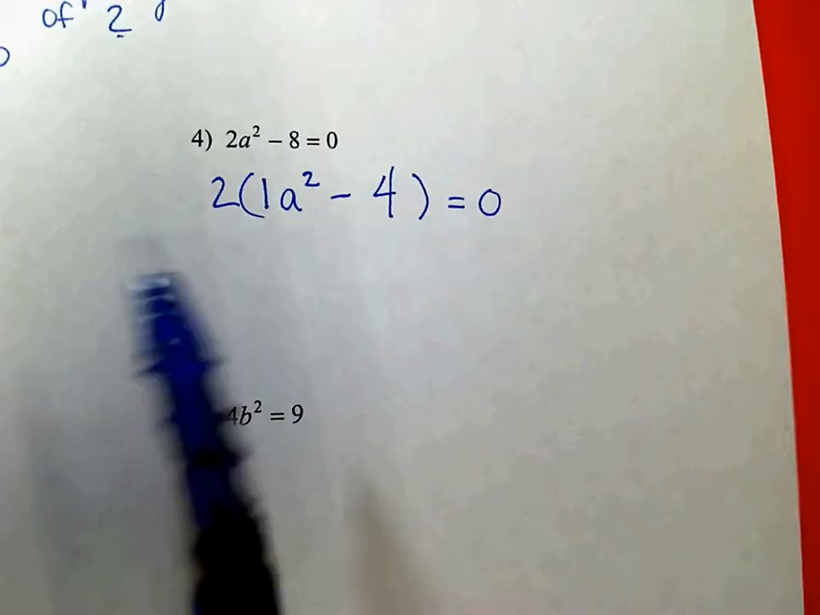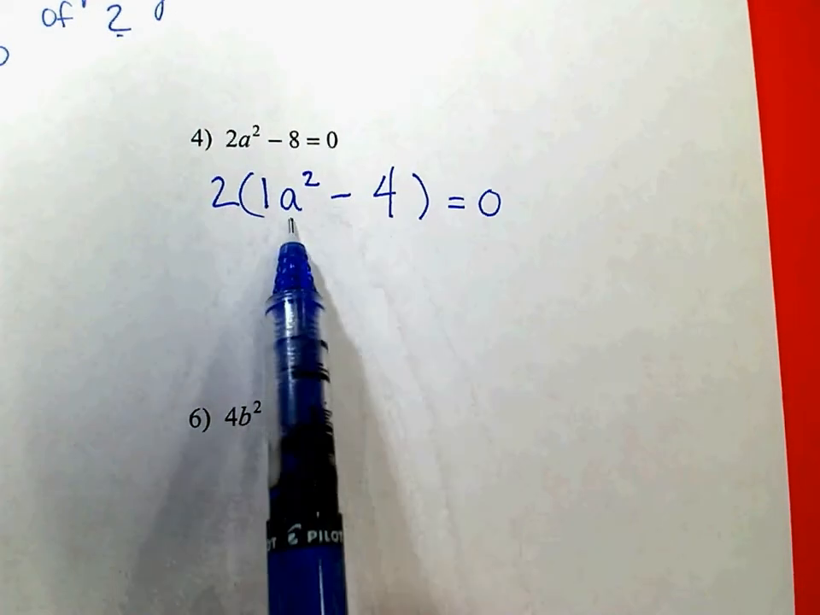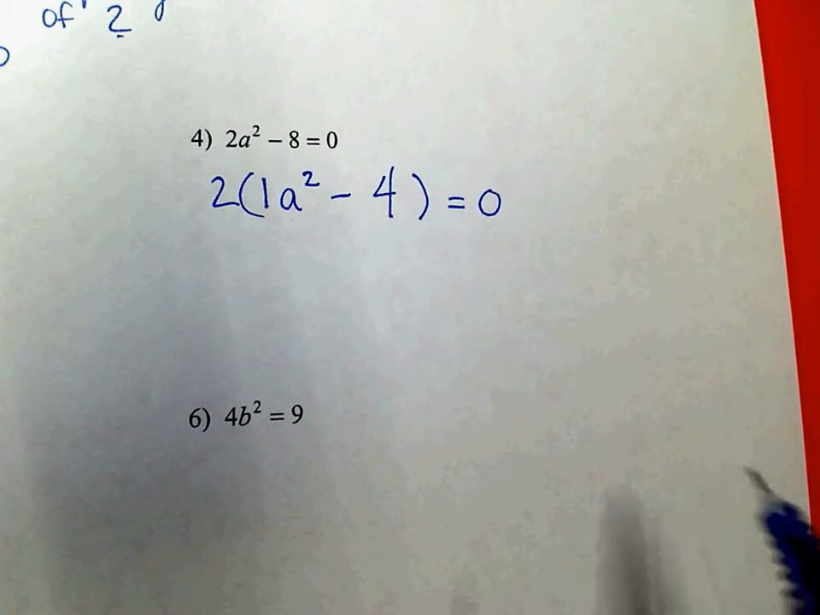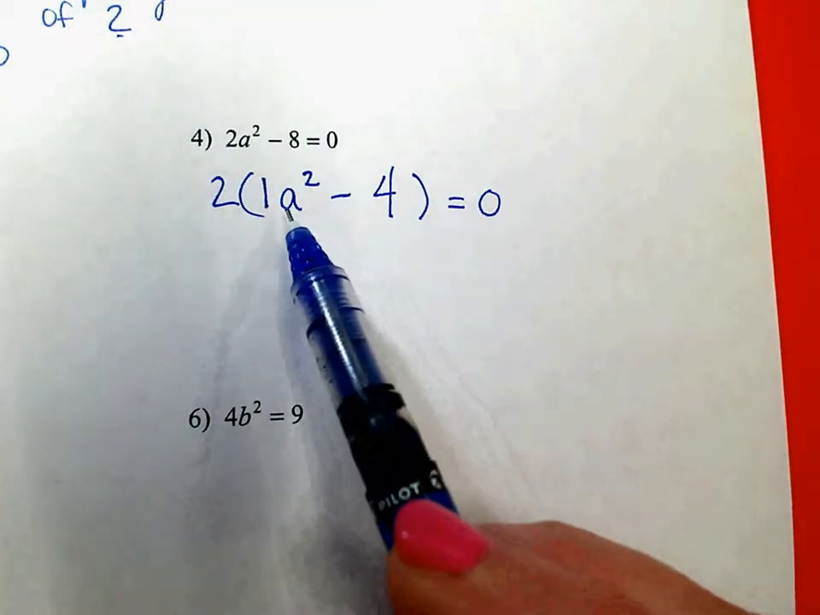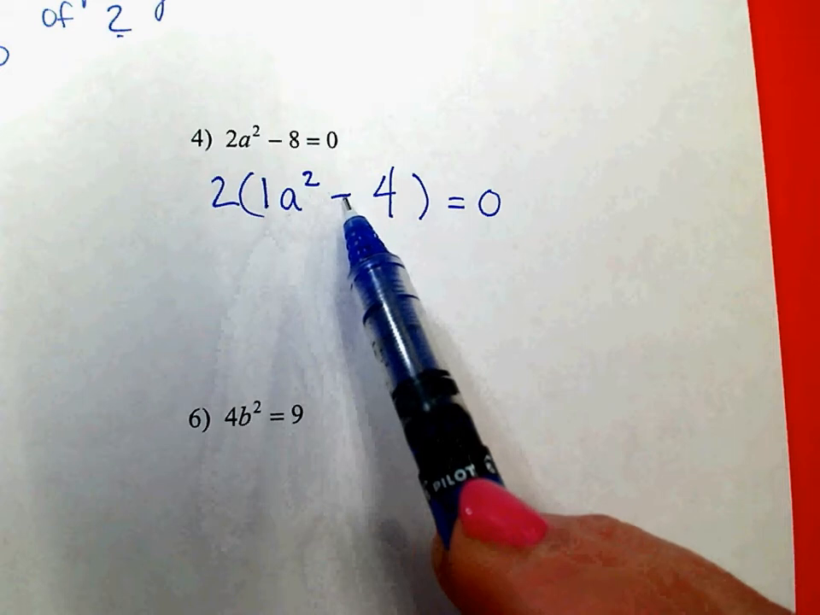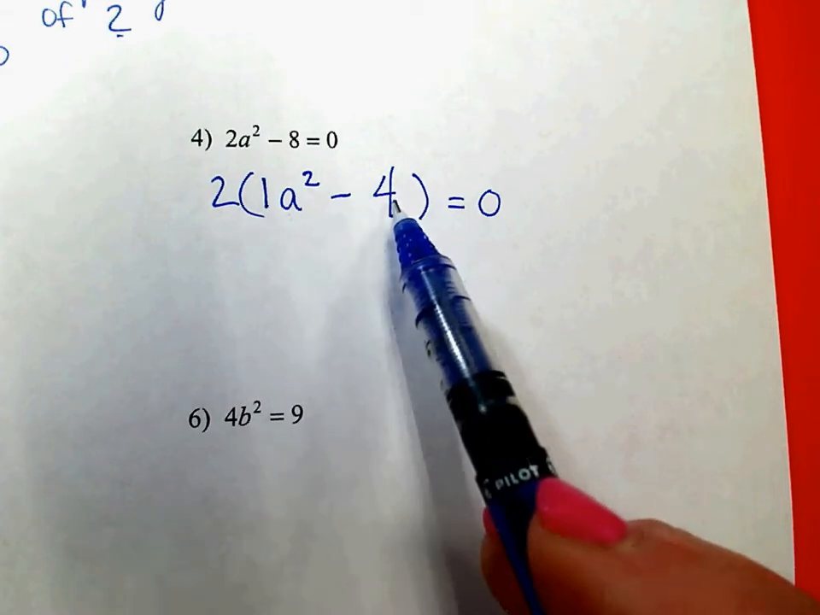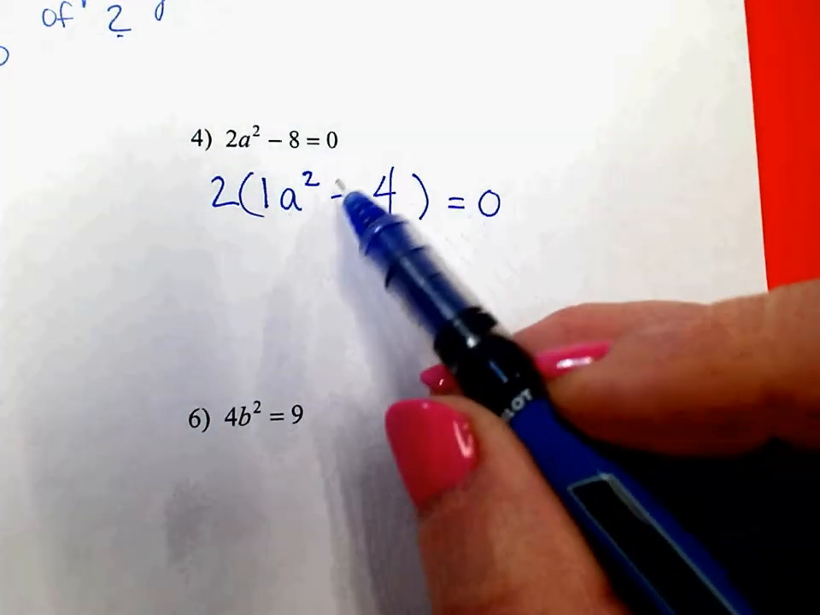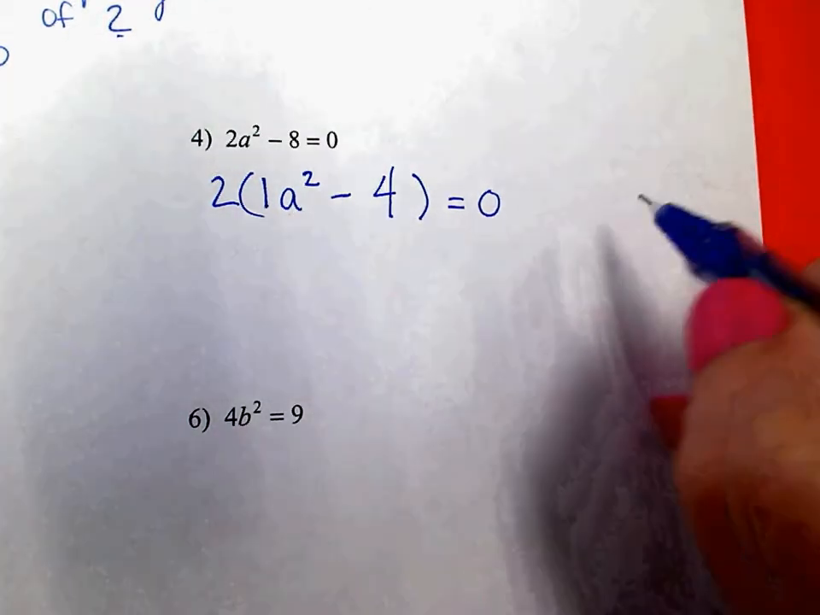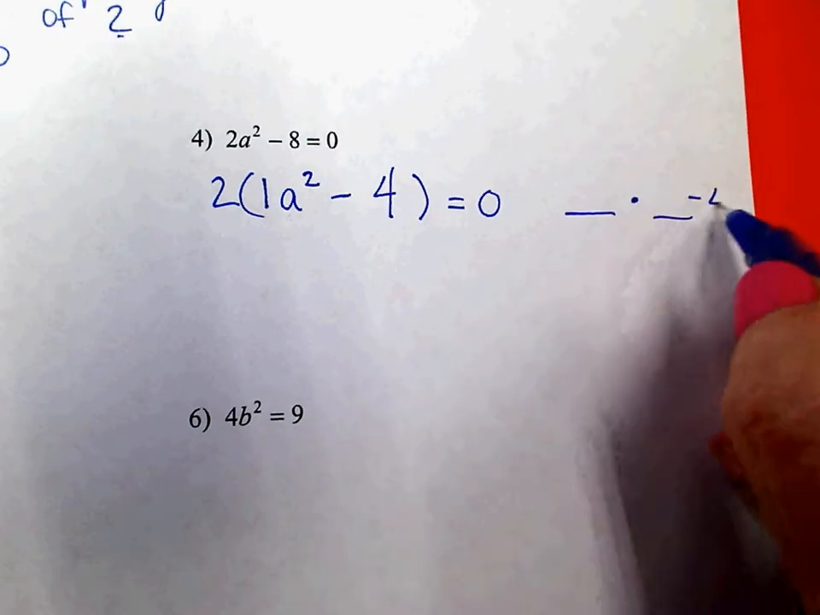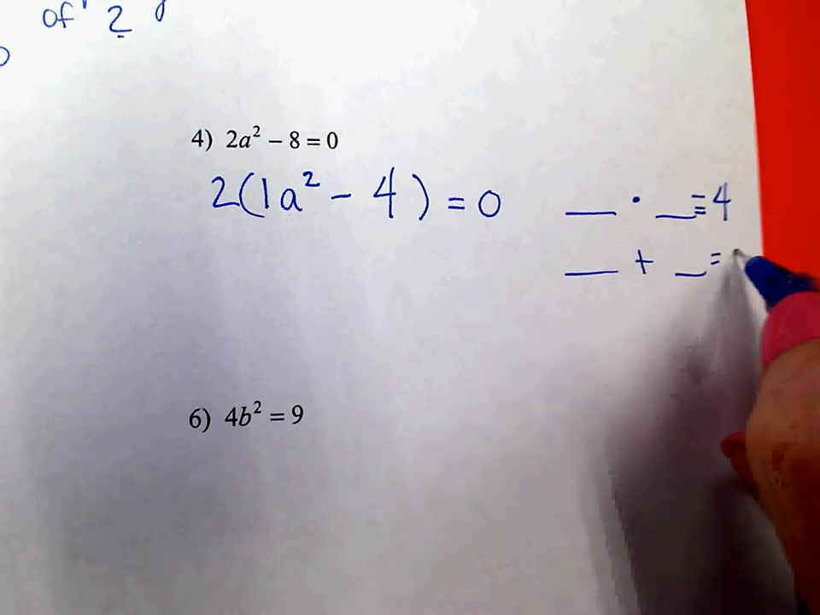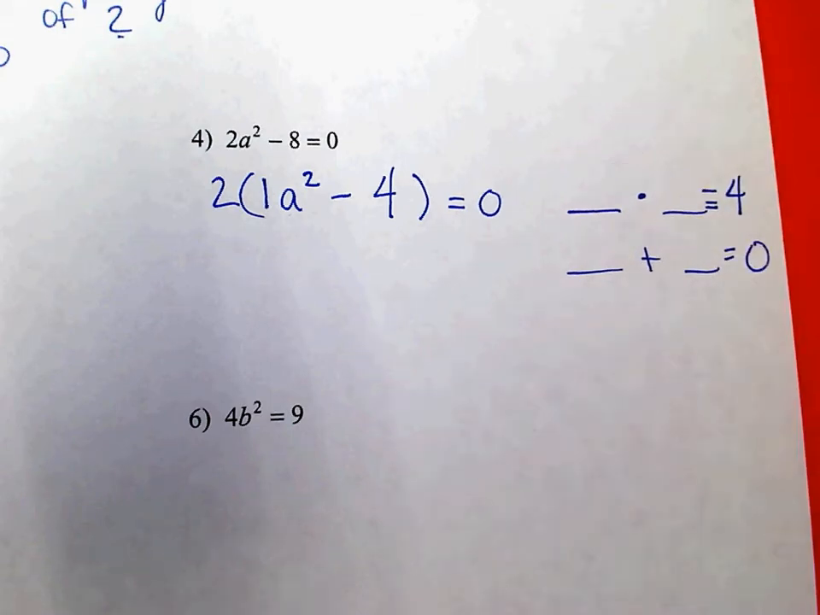So now I need to work with this part inside the parentheses to see if I can get it to factor. This is the special case type where it has an a squared, but no a's. It just goes straight to the constant. So this is the type where you want two numbers that multiply to make negative 4, but at the same time those two numbers are going to add up to 0. Do you have them?